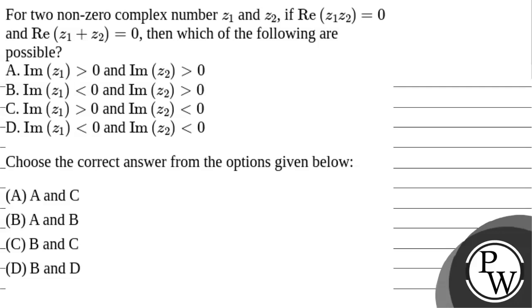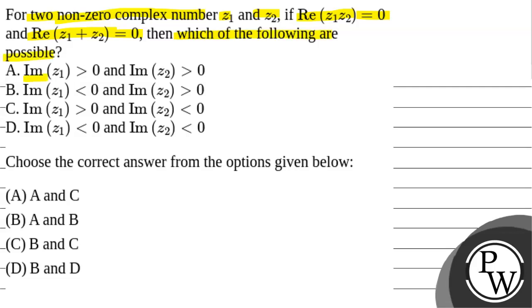बच्चों, so let's read this question. For two non-zero complex numbers z1 and z2, if real part of z1 multiplied by z2 is equal to 0 and real part of z1 plus z2 is equal to 0, then which of the following are possible?